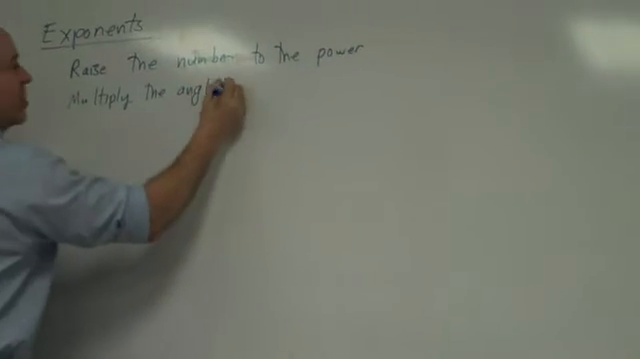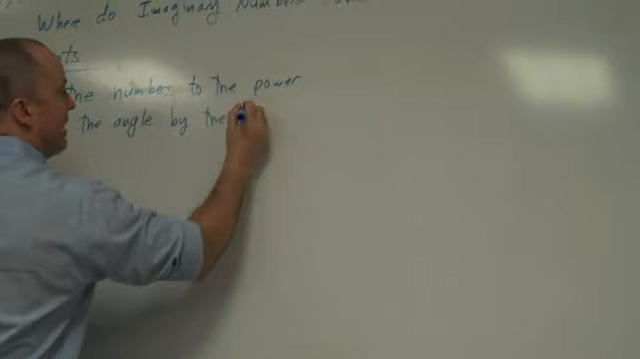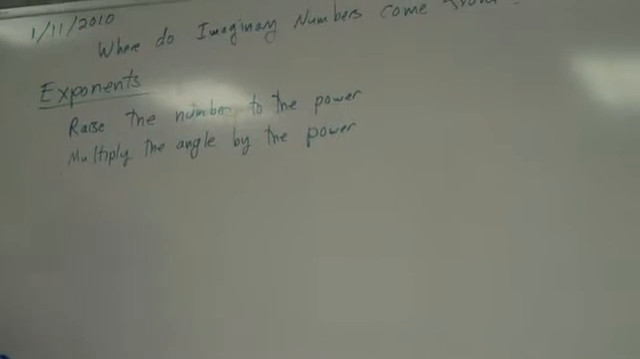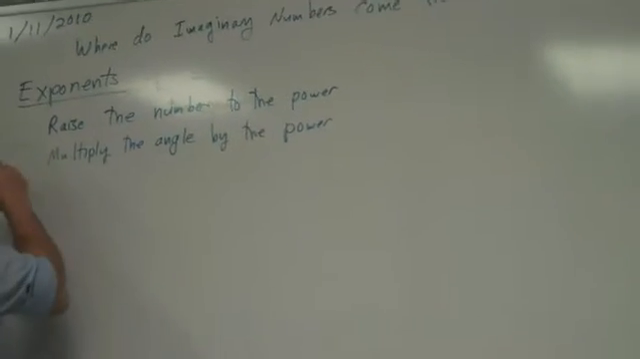The angle by the power. Raise the number to the power, but multiply the angle by the power. Now, with positive numbers, this is pretty simple.